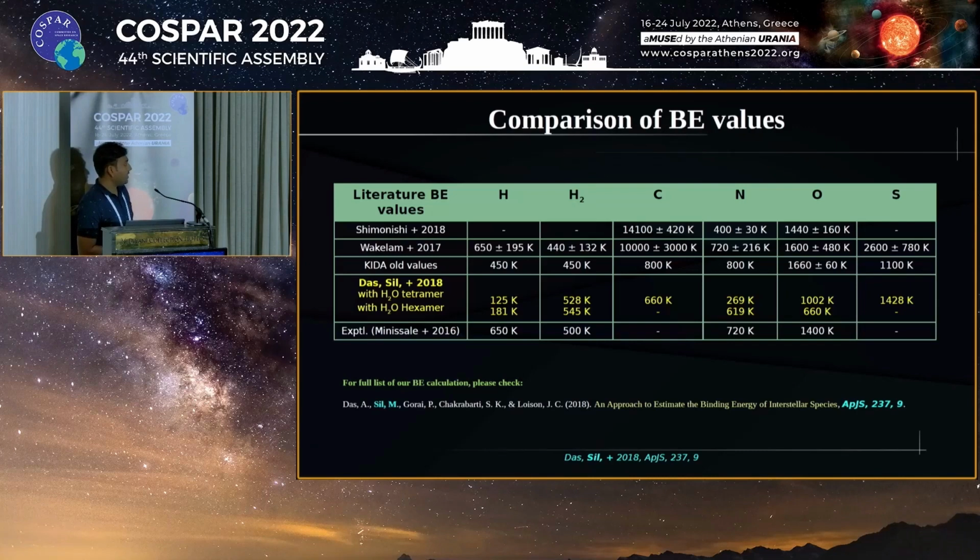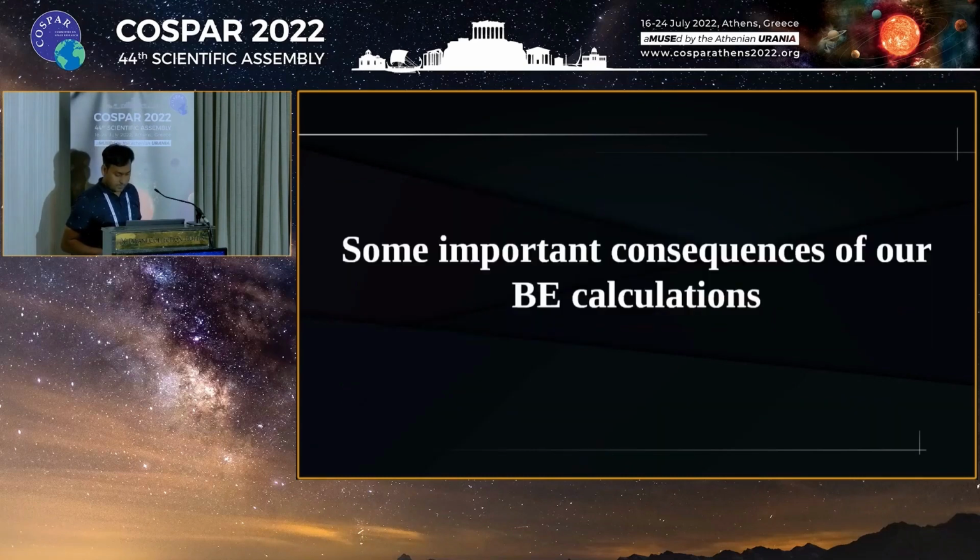Here I show H, H2, carbon, nitrogen, oxygen, sulfur, and these are our values. You can see that the hydrogen atom binding energy is 125 Kelvin using water tetramer, and 528 Kelvin for the H2 molecule using water tetramer. With water hexamer it is 181 Kelvin for hydrogen and 545 Kelvin for H2. We listed a total of 100 species of binding energies of important astrochemical species. You can see this in the paper.